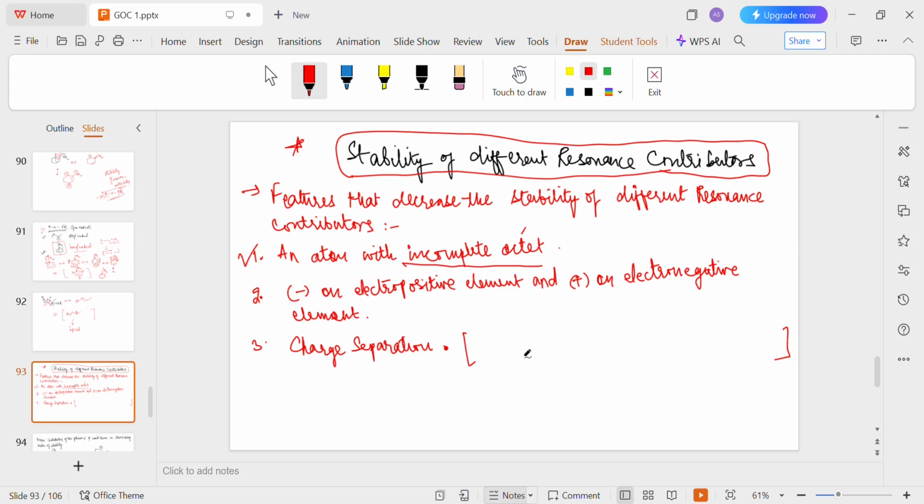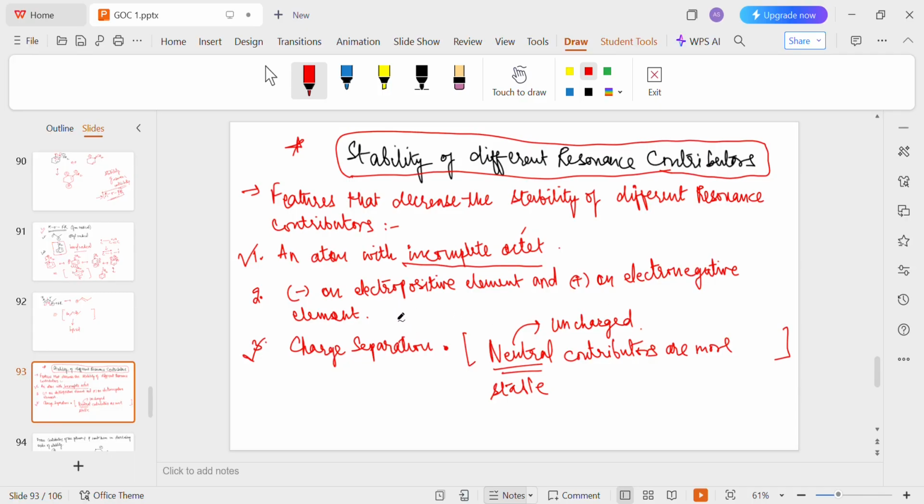So it is always said that neutral contributors are more stable. By the word neutral here you mean uncharged contributors. The second point says negative charge. This negative means negative charge. Negative charge on an electropositive element or a positive charge on an electronegative element makes the overall contributor less stable.